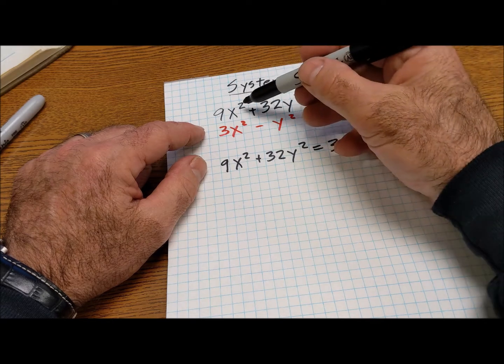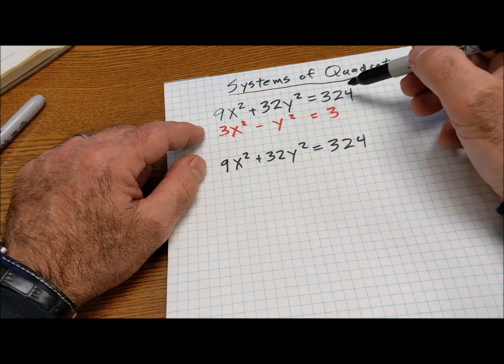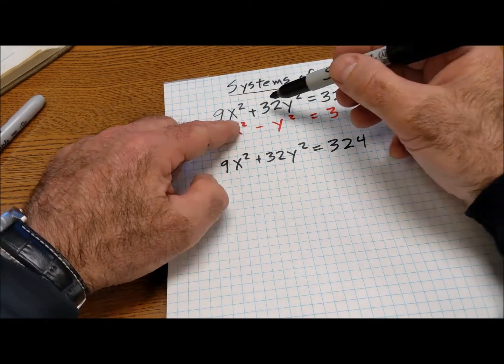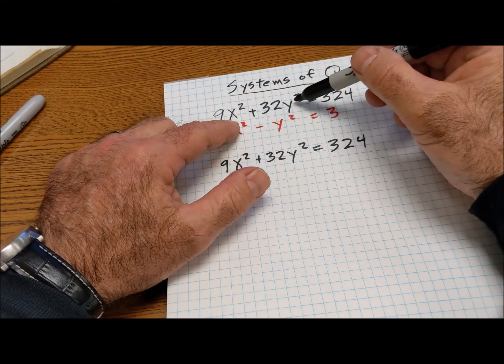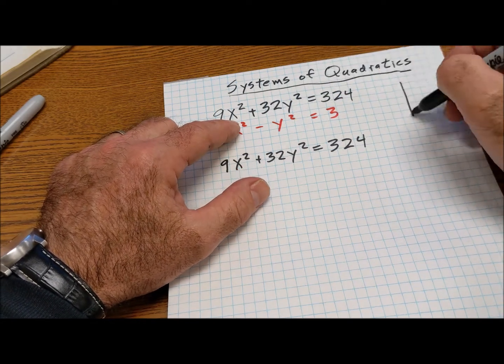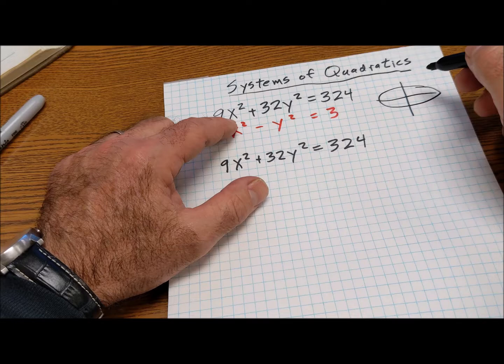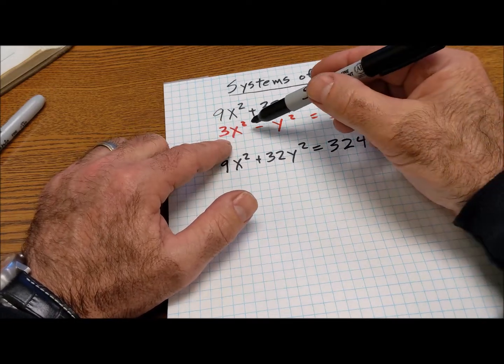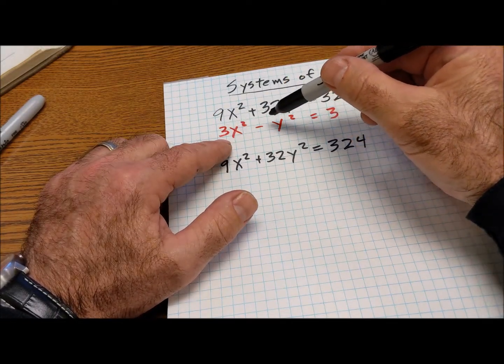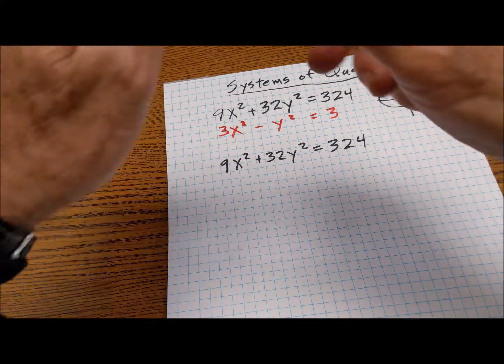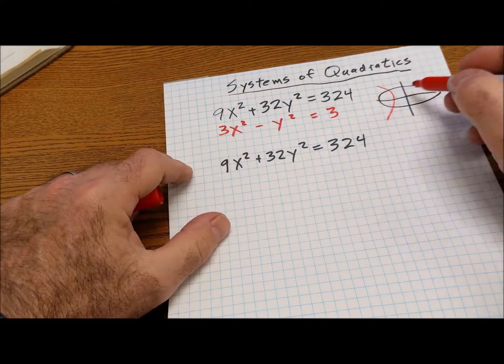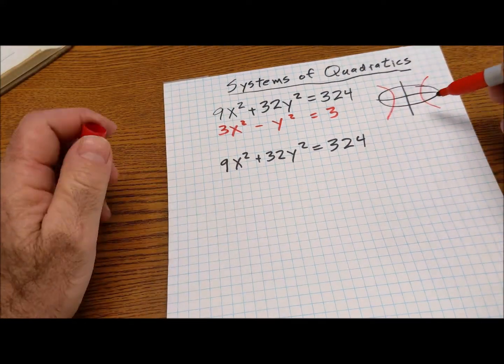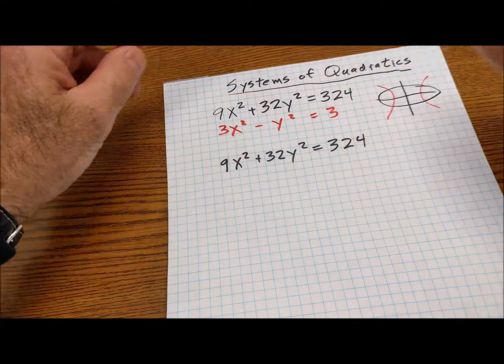The first one is 9x squared plus 32y squared equals 324. I notice both an x squared and a y squared term, so I recognize it as an ellipse. And then the second equation in red here is 3x squared minus y squared is equal to 3. I recognize that as a hyperbola. If I graphed them, I could see there's probably 4 points of intersection.